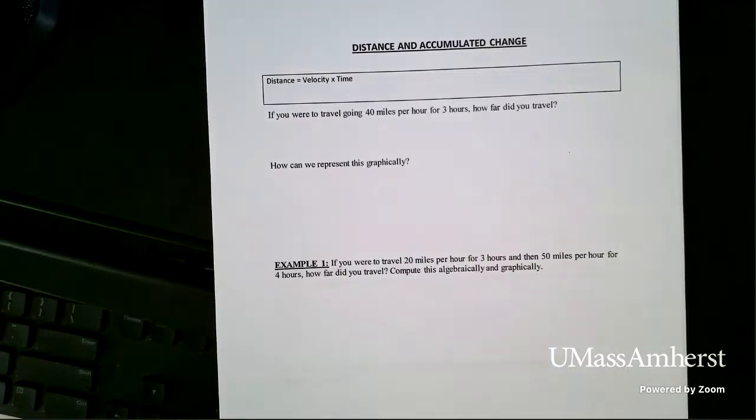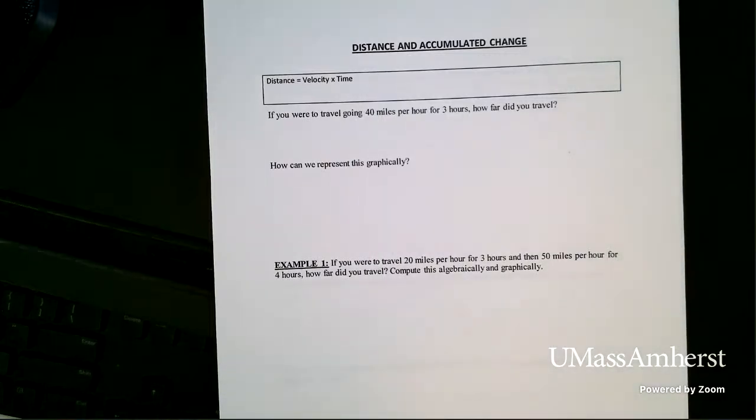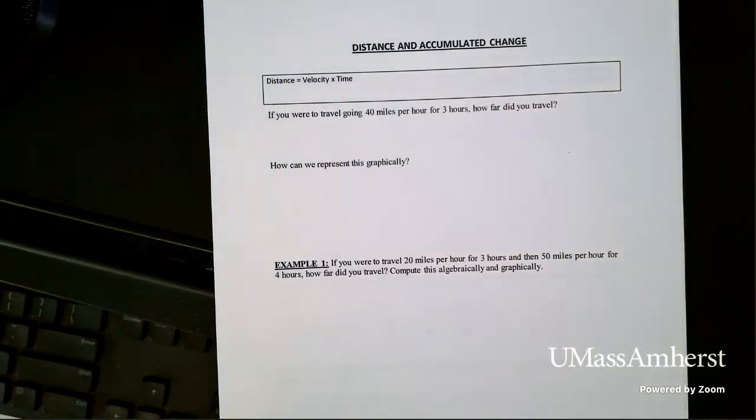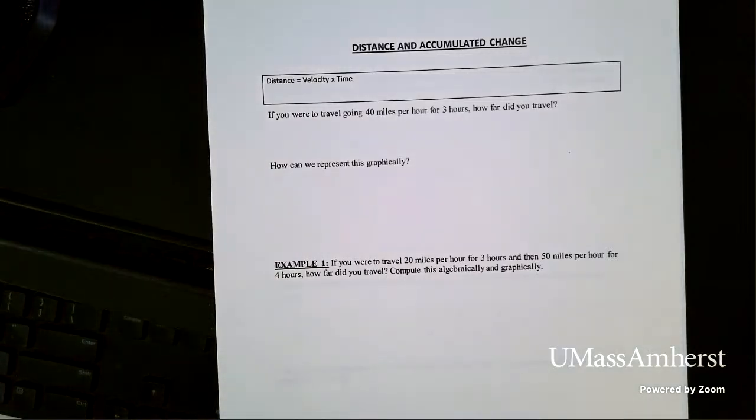To start thinking about this, we consider the fact from physics that distance equals velocity times time. So if you're walking 5 miles an hour and you walk for 3 hours, you've gone 15 miles, right? Your velocity is how quickly your position is changing, and you multiply that by the amount of time that you are going that distance, and that gives you your total distance traveled.